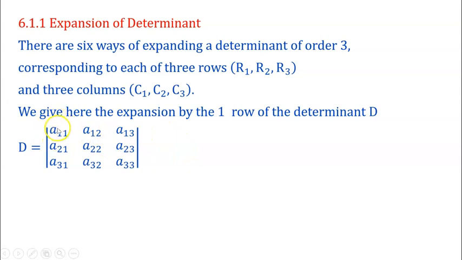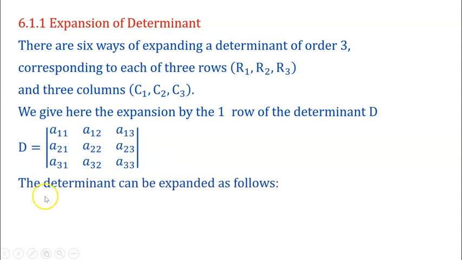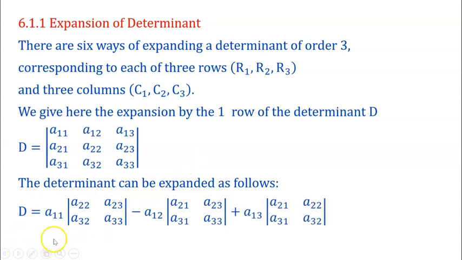means what? A11. Then eliminate the elements in front of it and below it. Then you will get here A11 times the determinant A22, A23, A32, A33. Now see this here. The determinant can be expressed as follows. Capital D is equal to A11, eliminating the elements below it and in front of it, you will get here A22, A23, A32, A33.